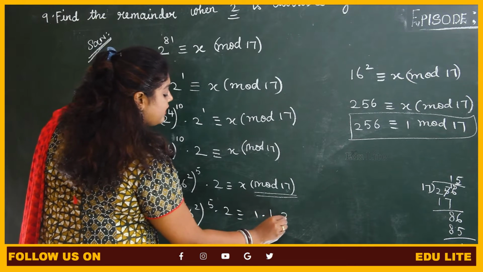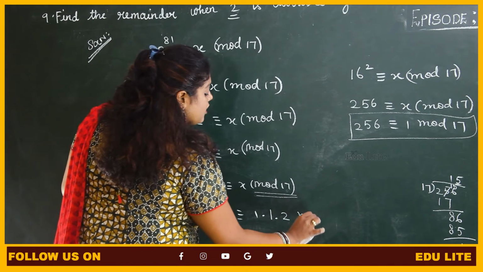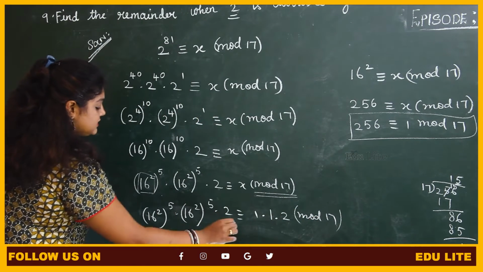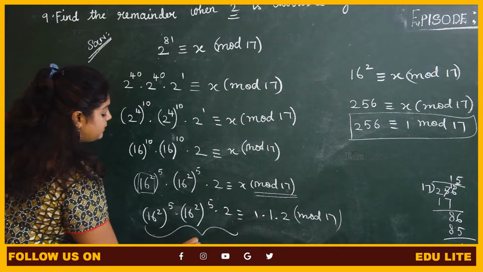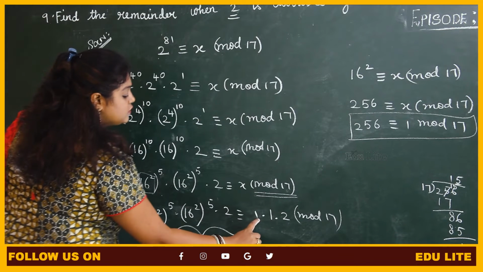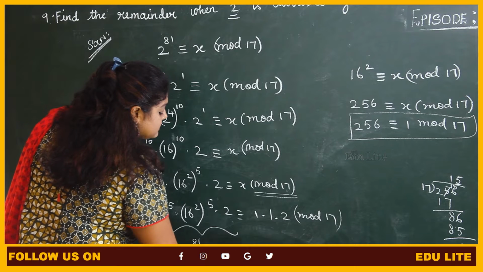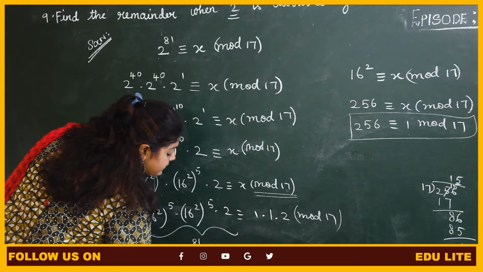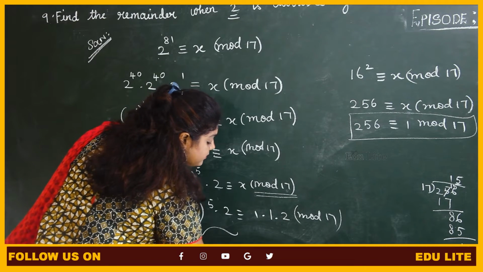This 2 we have to keep as it is because it has not yet been solved, into 2 mod 17. So the remaining values are solved. This is nothing but 2 power 81, so 2 power 81 is congruent to 1 into 2, which is 2 mod 17. Therefore, the remainder is 2.